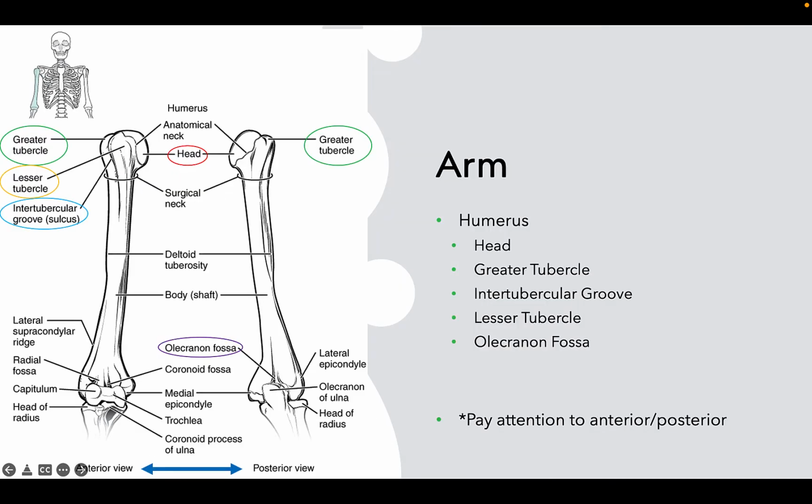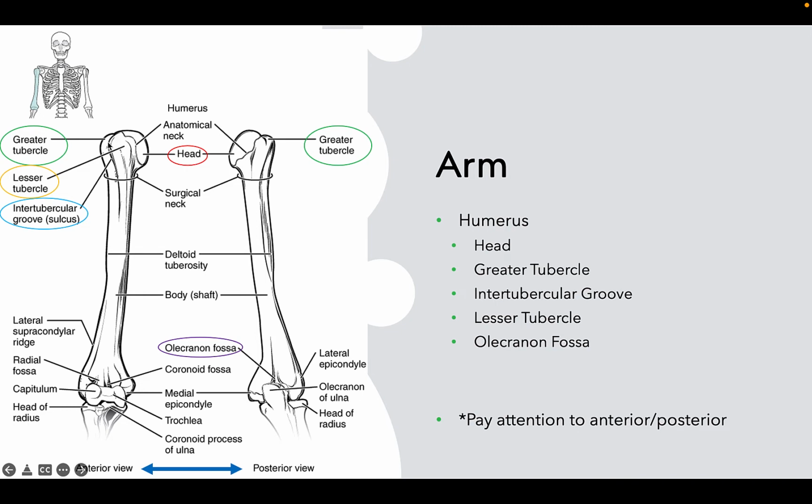When it comes to the arm, there's a lot more going on here, so feel free again to pause and make sure that you're understanding what we're looking at and where we're looking at it. So this is the humerus. This is a posterior view actually, so your tricep would be running along right here. And this is the anterior view, so you'd be seeing the bicep run along right here.